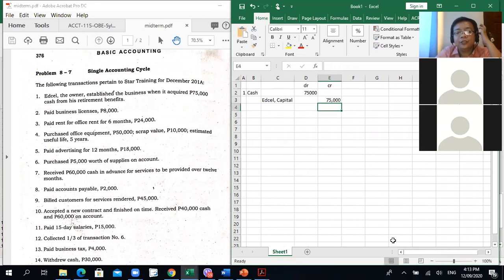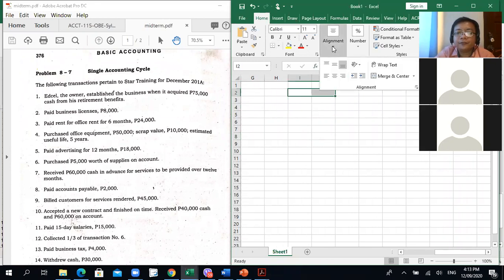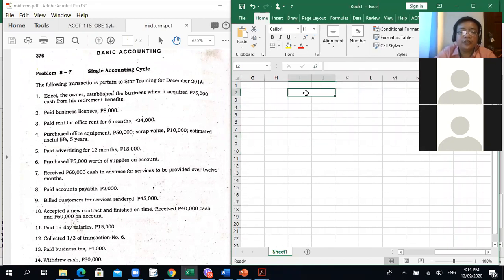All right, so para mas madali, we will put this in terms of the ledger. So this is cash. You have your cash, debit and credit. How much? You have here 75,000. Next is also your capital. So you have here Edsel capital, which is at 75,000.